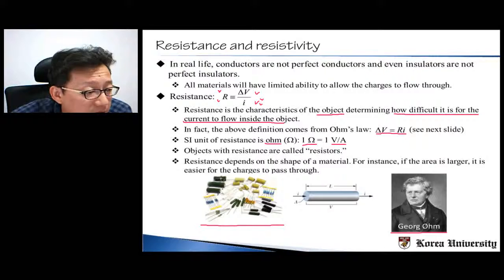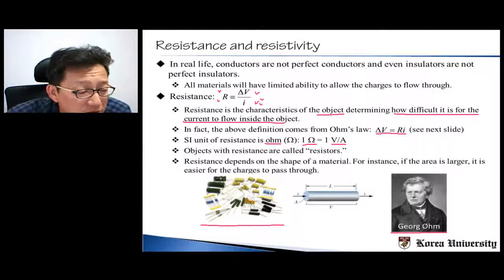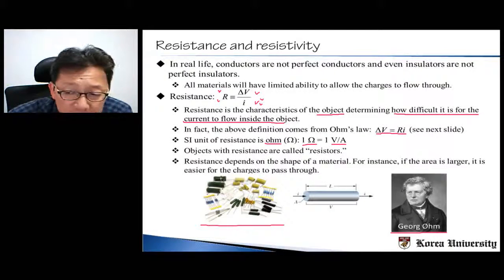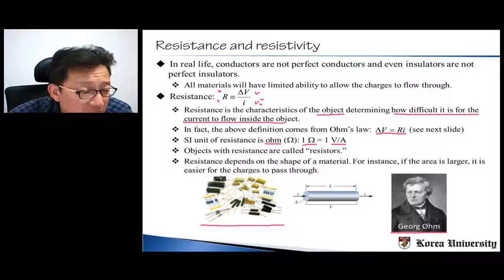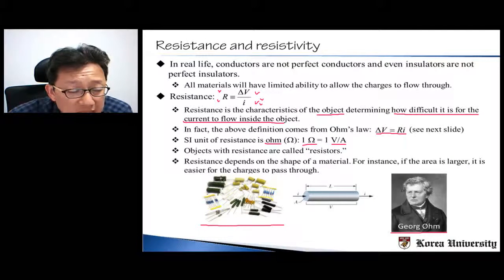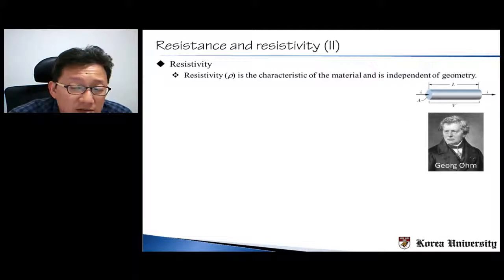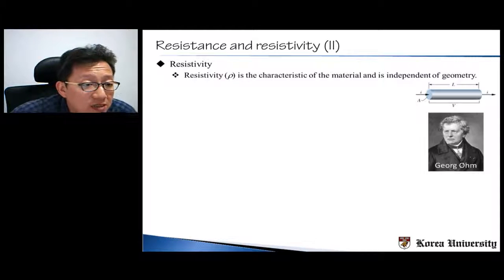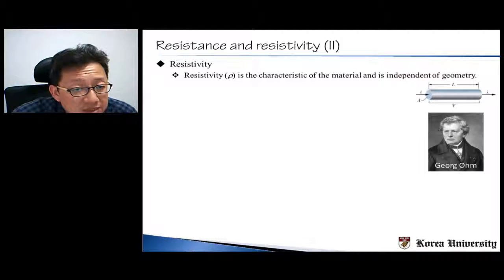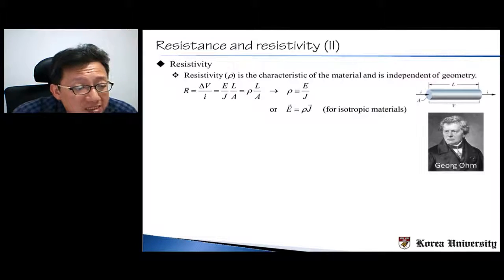It's just like that. So resistance depends on the shape of the material, just like the shape of the pipe, I mean. Therefore, it will be very convenient if we have another method to describe this quantity which is independent of the shape, right? So this quantity independent of shape is resistivity. Resistivity is now a characteristic of the material, not the object, and it can be independent of the geometry.